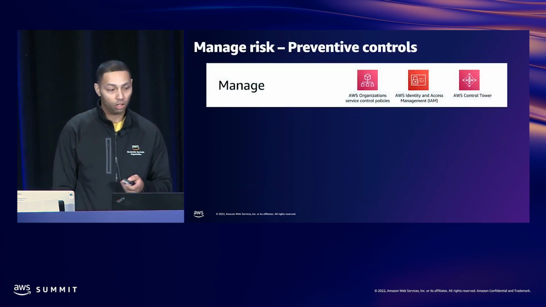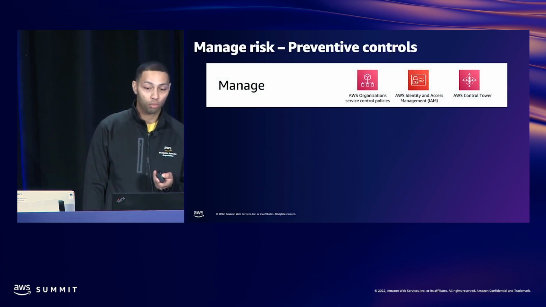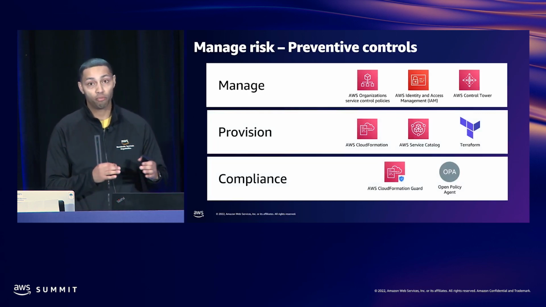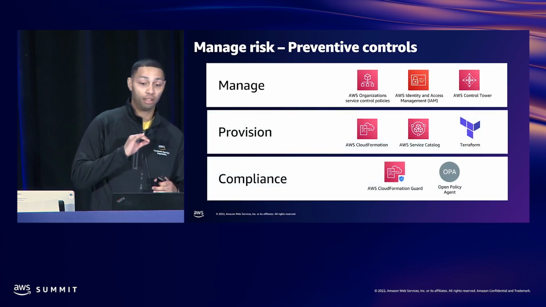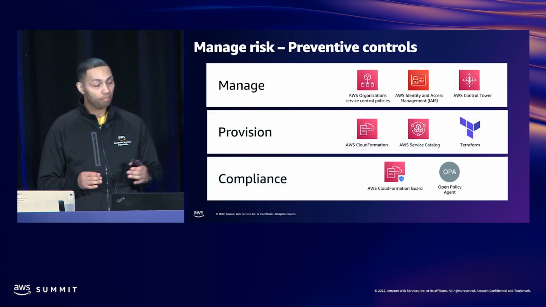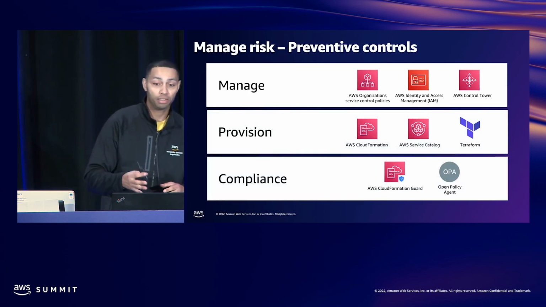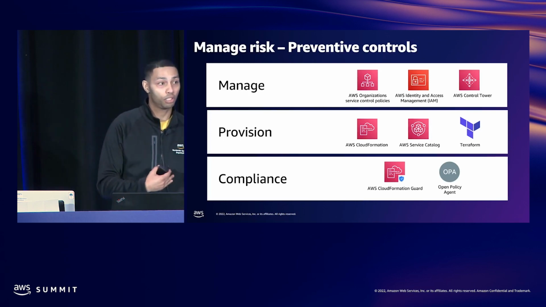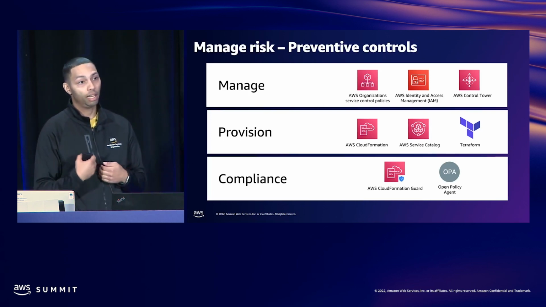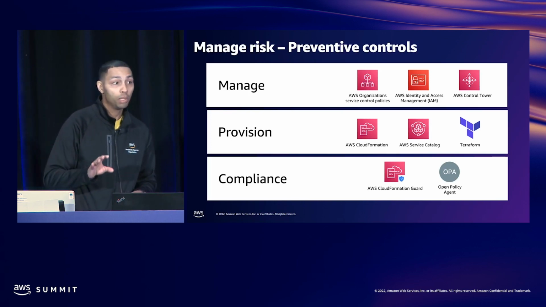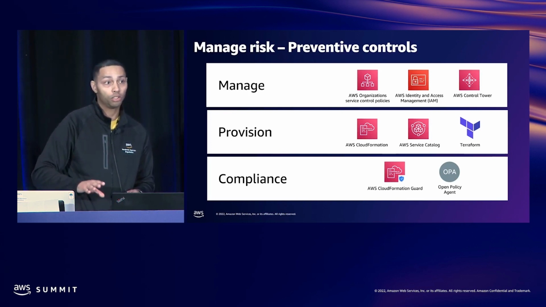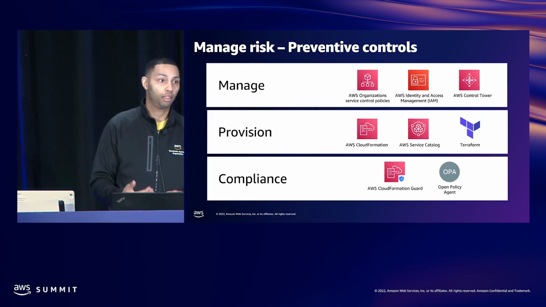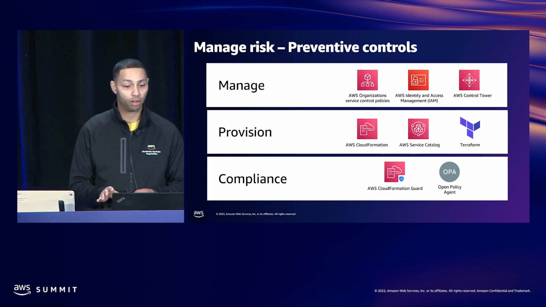Let's talk about some of the preventative controls. There are three sections here: manage, provision, and compliance. In managing preventive controls, you're going to see things like AWS Control Tower, which is typically what we recommend be the first thing that customers in a multi-account environment roll out, because this really sets up those guardrails and preventative measures to not allow things to happen. So we can be preventative there.